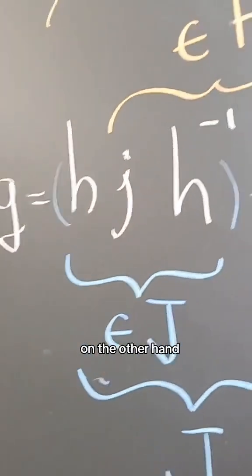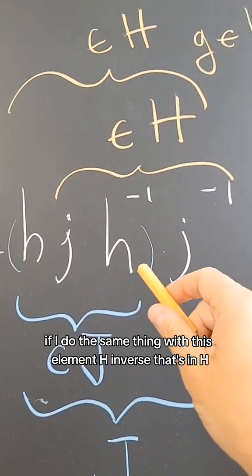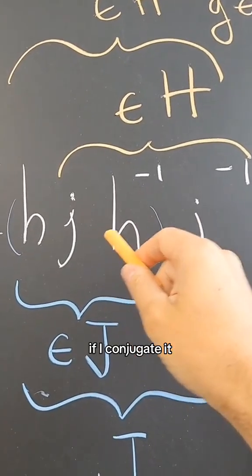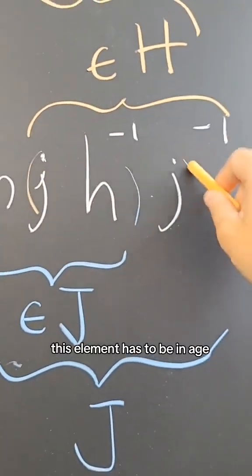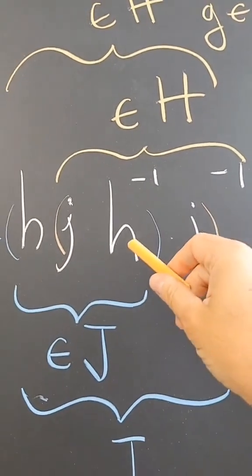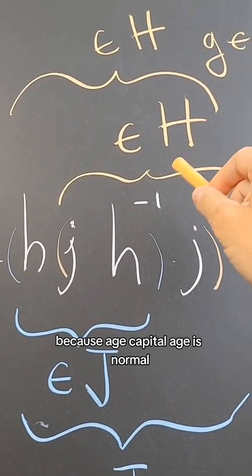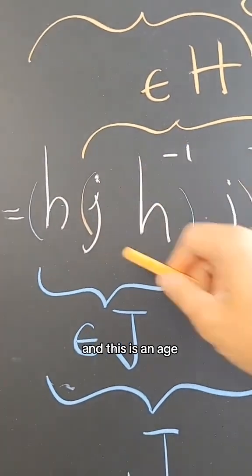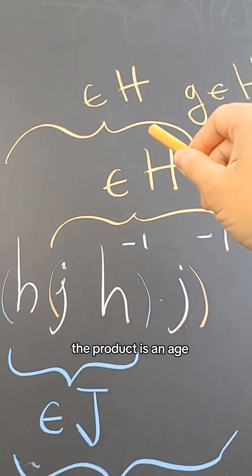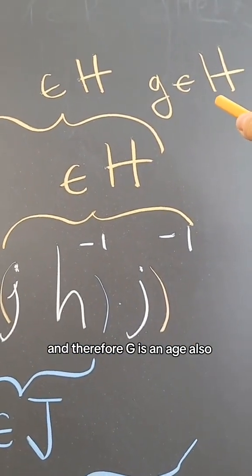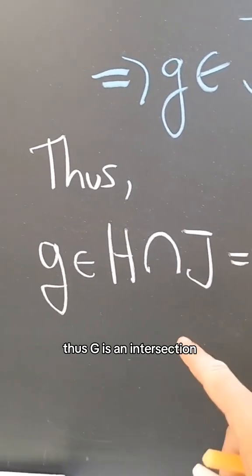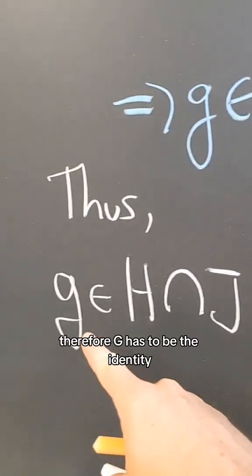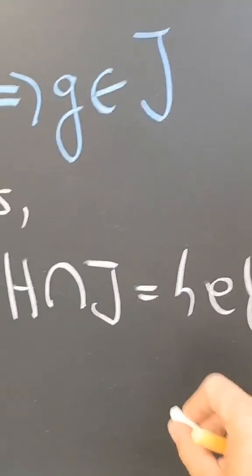On the other hand, if I do the same thing with this element H inverse, that's in H, if I conjugate it, this element has to be in H because H, capital H, is normal. So this is in H, and since this is in H and this is in H, the product is in H, and therefore G is in H also. Thus, G is in the intersection, is both in H and J, but that intersection is trivial. Therefore, G has to be the identity, and we're done.